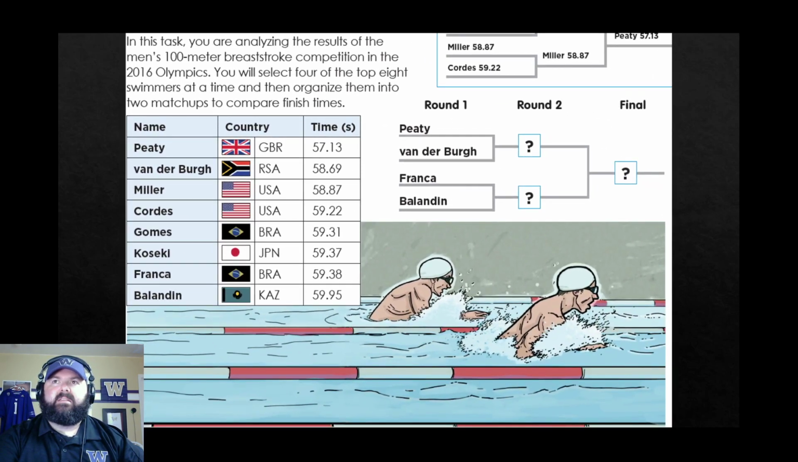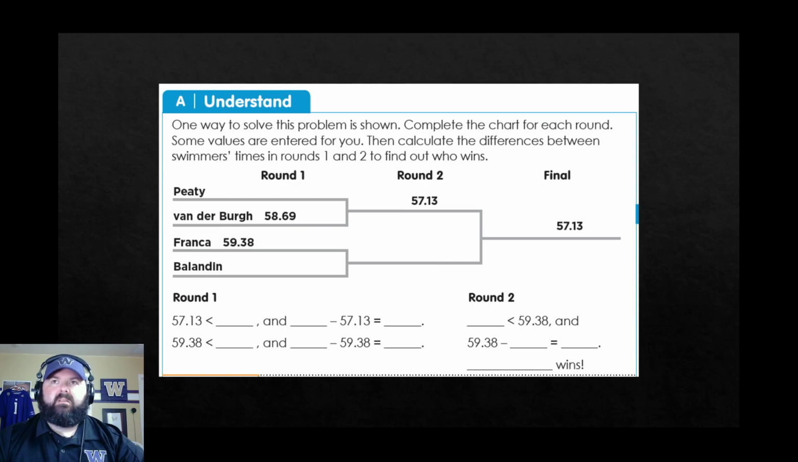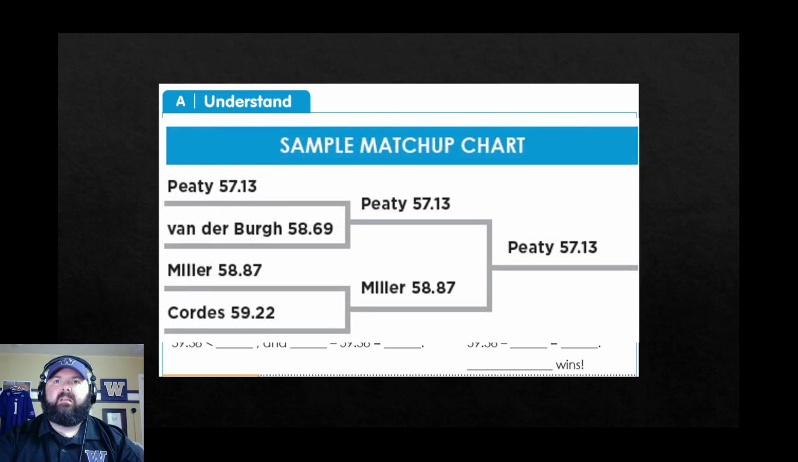And then, as you can see, there is the round 1, round 2, and the final. Now, one way to solve this problem is shown. Complete the chart for each round. Some values are entered for you. Then, calculate the difference between swimmers' times in rounds 1 and 2 to find out who wins. So you're going to fill out this information on here and then add in the time for Petey, Baladin, and then you are going to decide who is the winner between those. So who had the fastest time moves on. Then you're going to add the names as we go. Then as you go down here, you're just going to fill out this information so that it has the rest of it on there.